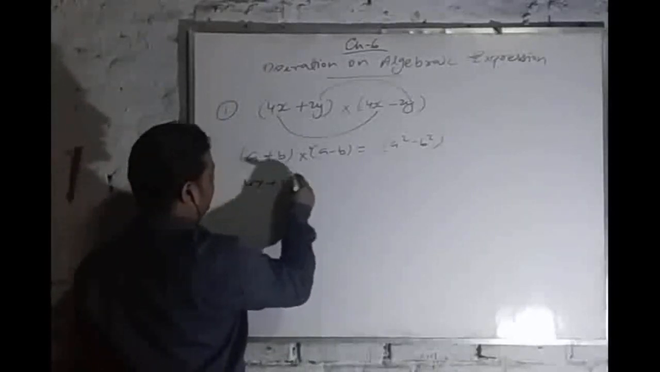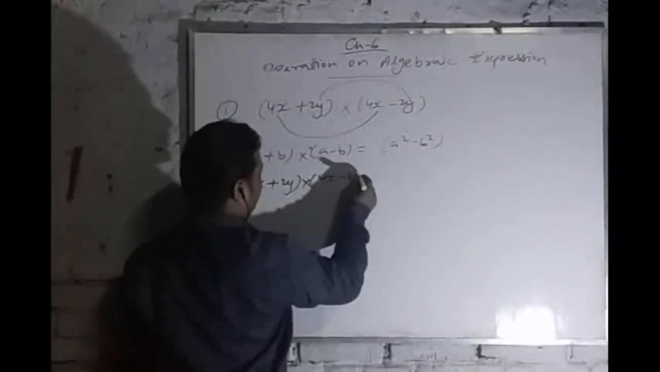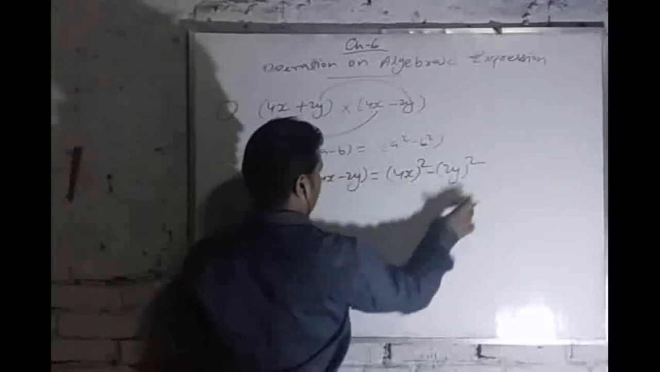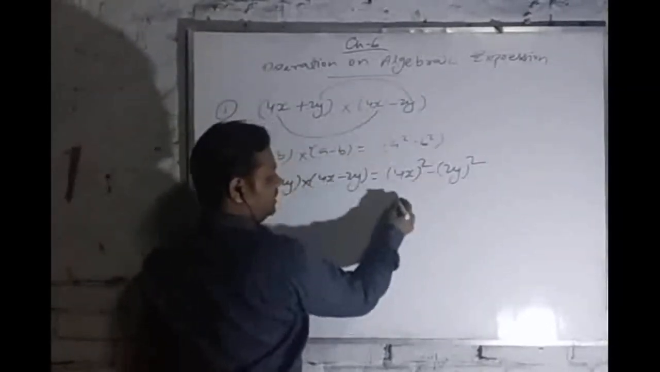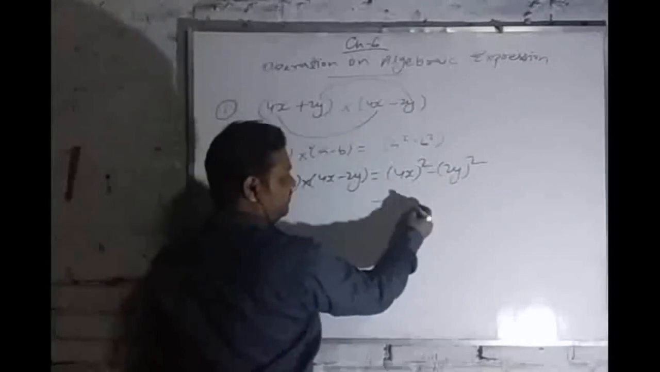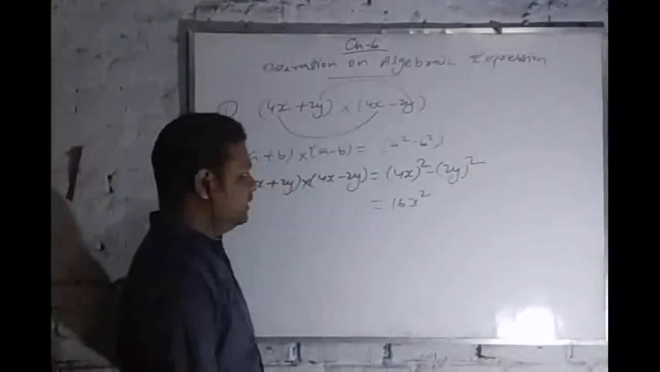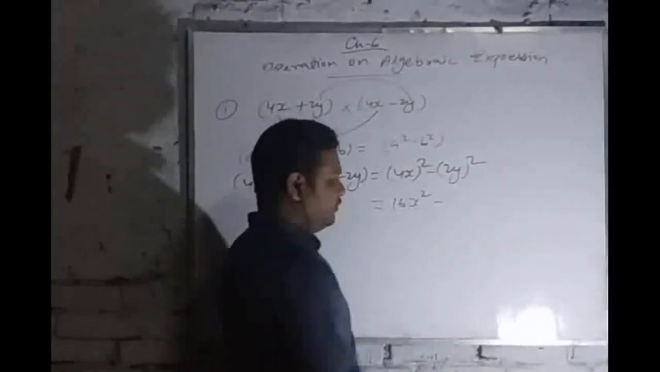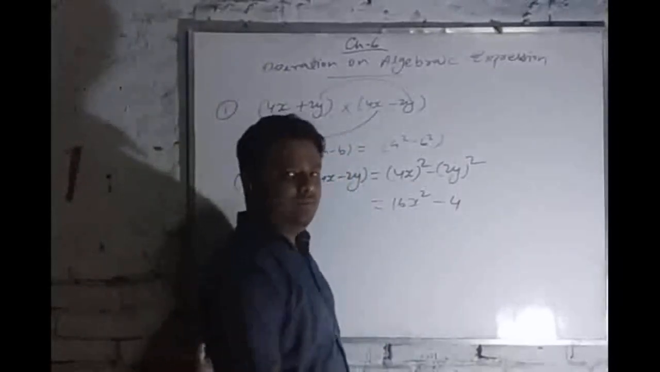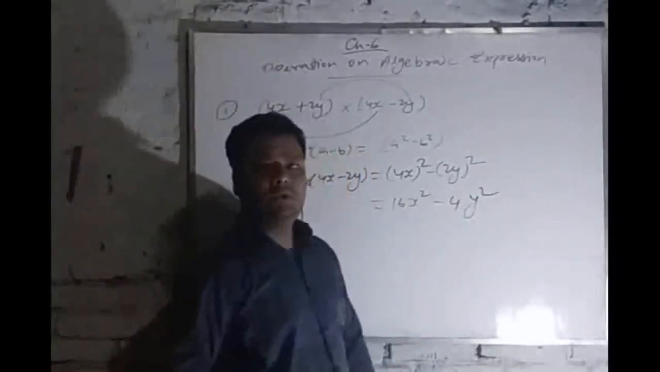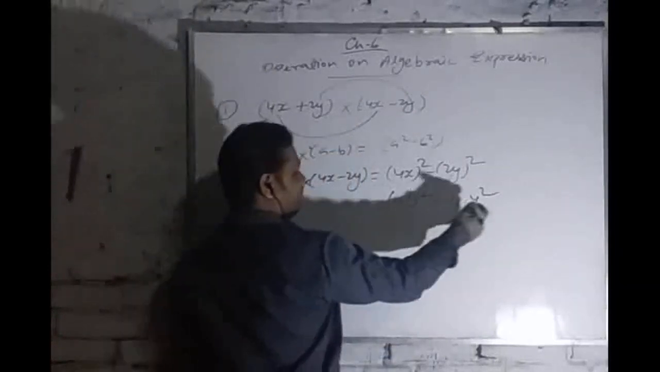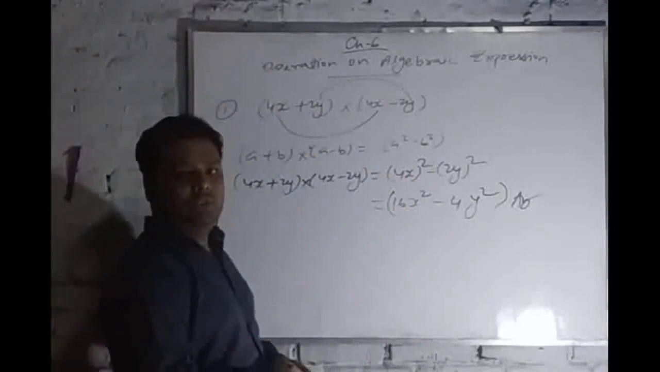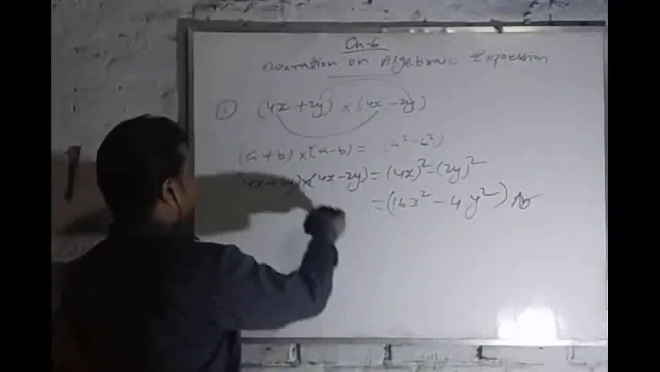Now (4x plus 2y) into (4x minus 2y) is equal to (4x) square minus (2y) square. 4 square is 16, and x square only. Then the minus sign. (2y) square means 2y into 2y, then 2 into 2 is 4 and y square. Now after that this one will be our answer. So now let's see another example based on another identity.